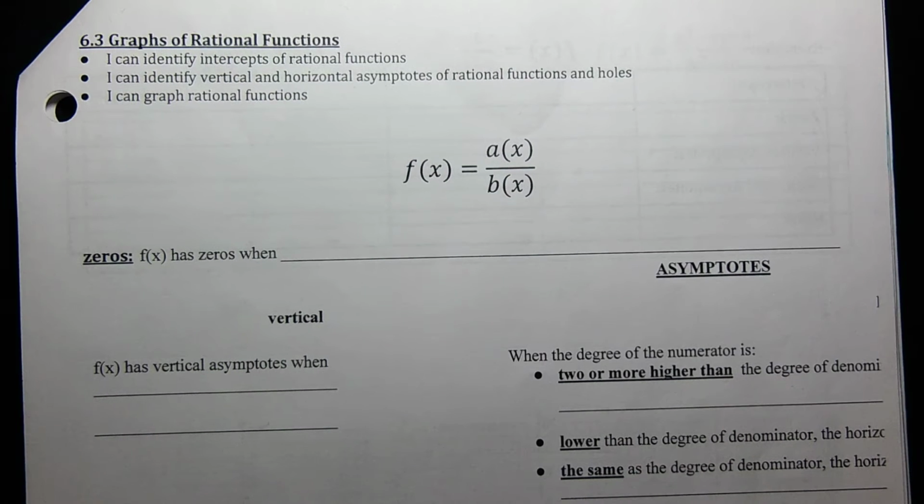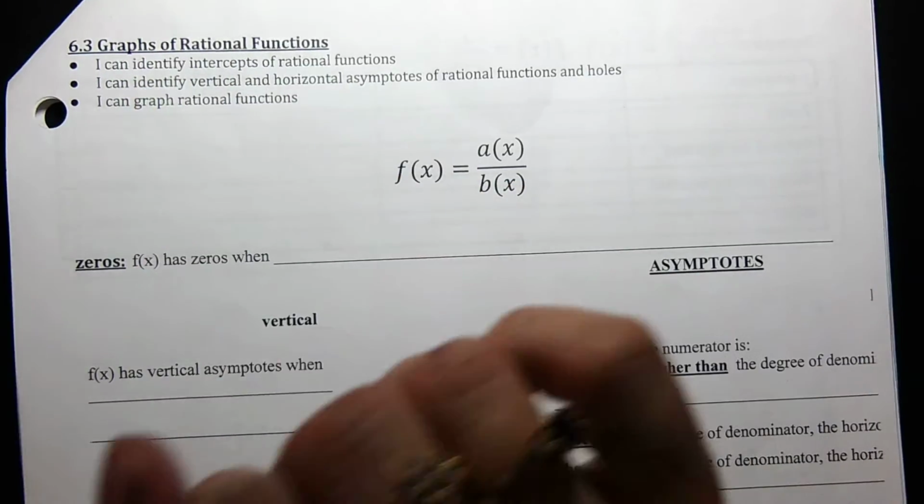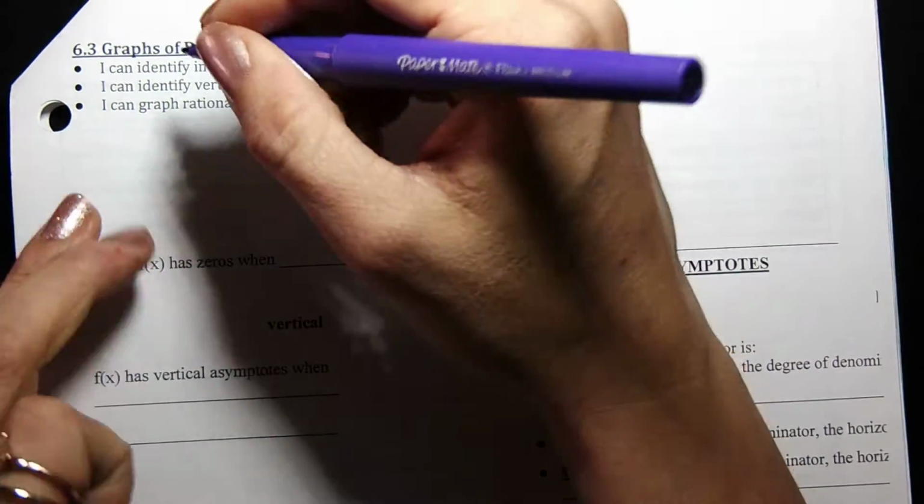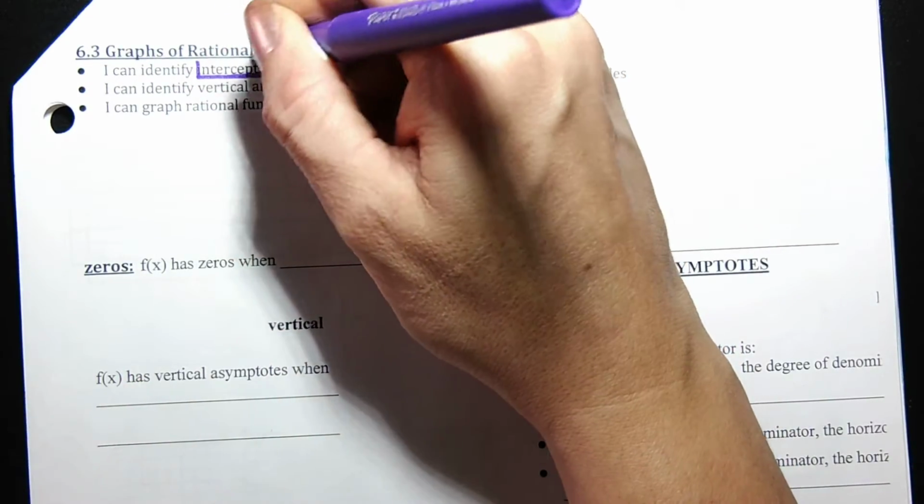So on page 5 of the notes, we are going to be graphing rational functions, and we will be looking for the following key features in order to graph. So we are going to be using our calculator to sketch the shapes of the graphs, but we will be able to algebraically find these key features.